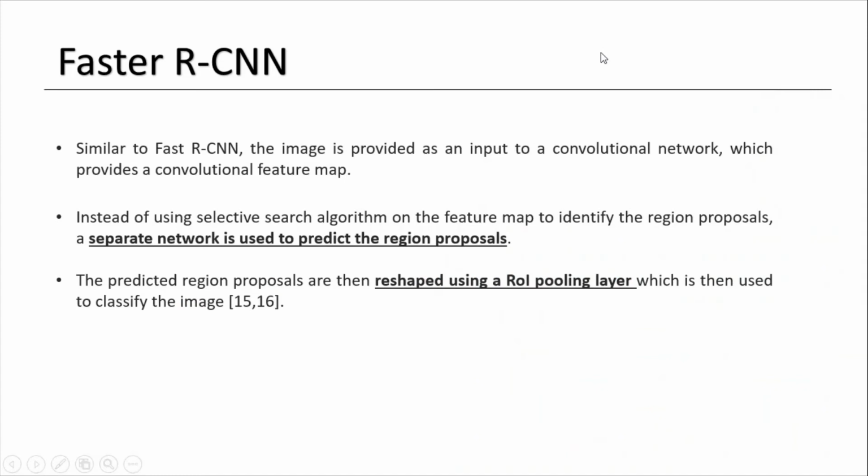Coming to Faster RCNN, similar to Fast RCNN, the image is provided as an input to the convolution network, which provides a convolution feature map. Instead of using selective search, which consumes a long time, on the feature map to identify the regional proposals, a separate network is used to predict the regional proposals. The predicted regional proposals are then reshaped using the ROI pooling layer, which is then used to classify the image within the proposed region and predict the offset values for the bounding box.